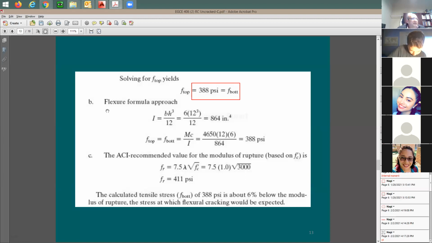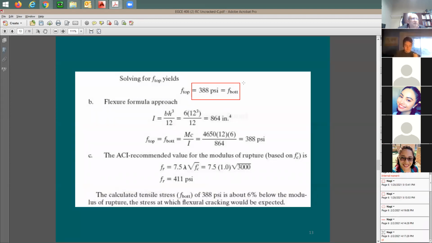This is okay. Now let me see here the flexural formula approach, which is a simpler method that I used in the previous example, example number 1, where you find the moment of inertia. Here's the moment of inertia, b h cubed divided by 12. And then you say, here's the flexural equation: f top or bottom is going to be equal to M times c divided by the moment of inertia I. Where is this moment coming from? This moment is going to be the external moment. So I'm going to say external moment 4650 multiplied by c, which is 1/2 the depth, 6 inches, divided by the moment of inertia, which I just calculated out here, the 864. I end up with exactly the same stress.